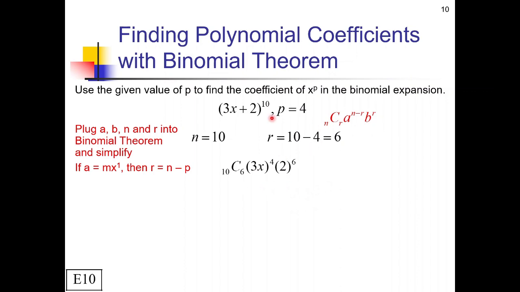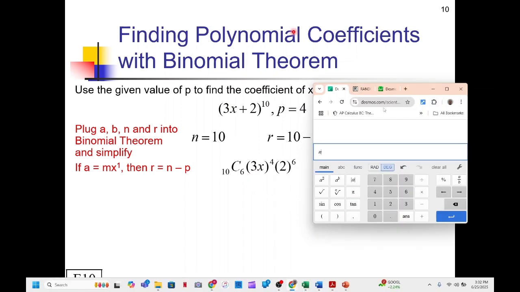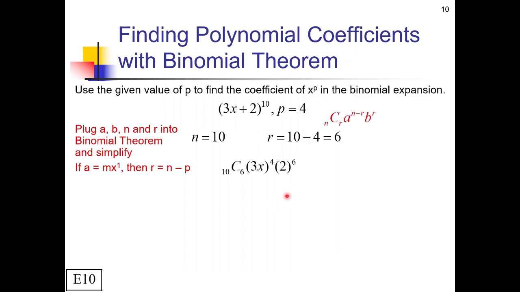And then let's just evaluate all this. Let me use the calculator for 10 choose 6. So let's do nCr, 10 choose 6, and that's 210. Glad I didn't have to do that by hand. So we've got 210, and then this is going to be 3 to the fourth and x to the fourth, so that's 81 x to the fourth. And then finally 2 to the sixth I know is going to be 64.